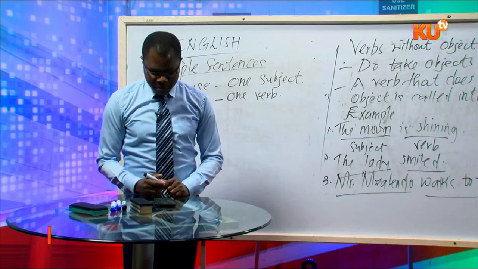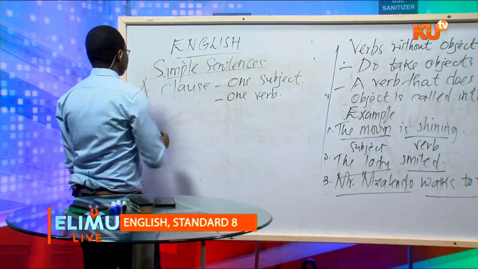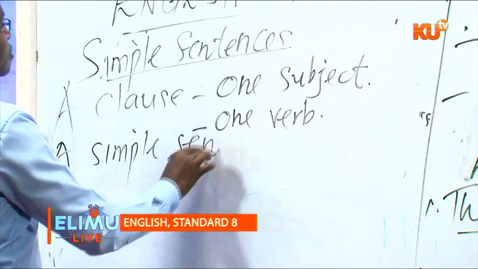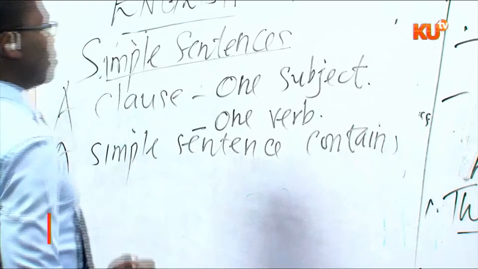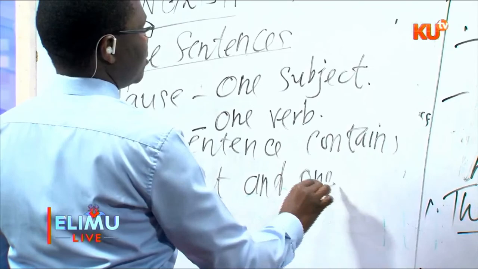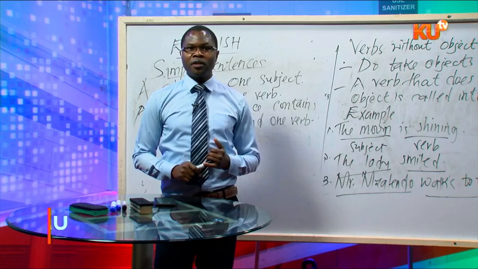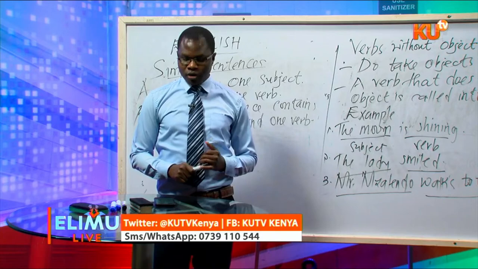So a sentence that contains one clause and one verb is called a simple sentence. So we say a simple sentence contains one subject and one verb. So whenever you construct sentences and you're using a simple subject, which is one, and you're also using a verb, which is one, that sentence is what we call a simple sentence. For example, the girls are playing netball.